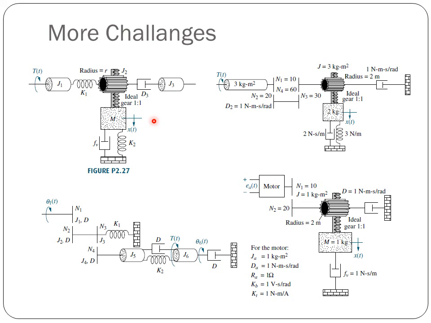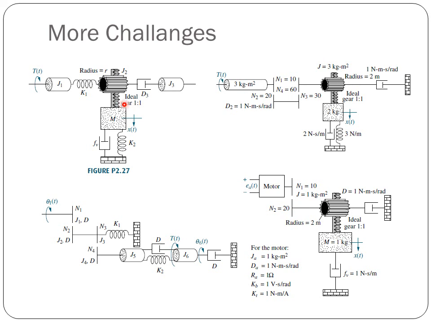So here, for example, this is a combination of rotational and translational systems. You can see there is a rotational part and there is a translational part, and the gear is named as ideal gear 1:1. That means there are some teeth here and there are some teeth here. This will move just up and down, and this will rotate, right? So if we move one gear in the rotational system, there will be one gear movement in the translational system. So this is called 1:1.